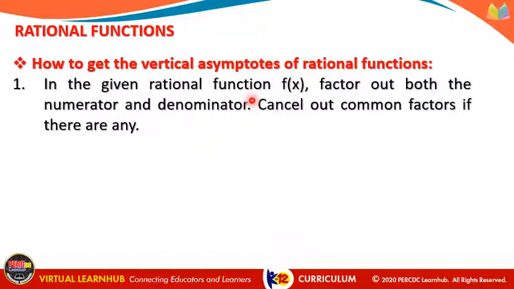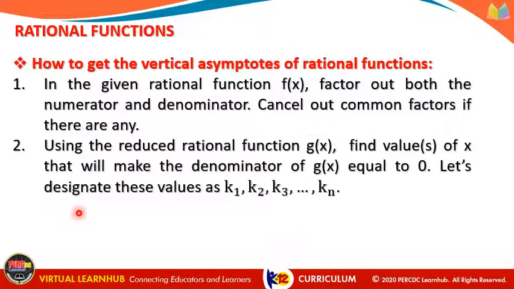As you can see, the start is just like the start of finding the intercepts and roots, if you remember, di ba? Factor out kung pwede, cancel out yung factors na meron, kung meron. Okay? After step 1, using the reduced rational function na tinawag kong g of x, so para hindi tayo ma-confuse, f of x, tatawagin ko para sa original function. G of x naman, ang tawag natin doon sa reduced rational function, yun yung result ng step 1, kung nag-cancel out man tayo.